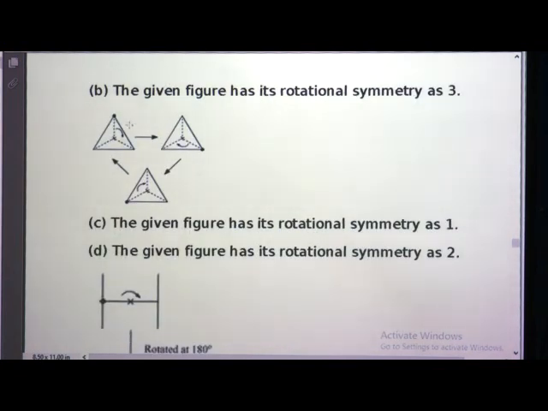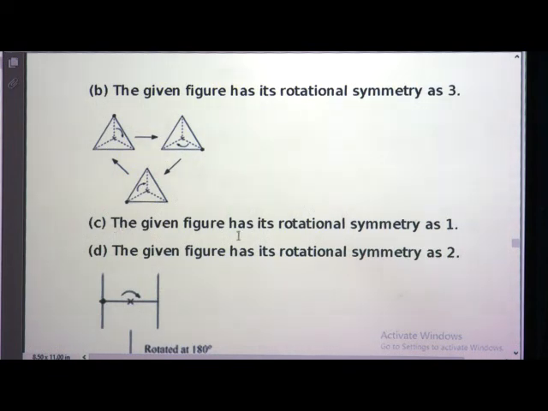Now, the given figure is a triangle. The given figure has its rotational symmetry as 3. You know the triangle; just draw an imaginary line with a dotted line and find out the number of rotations. Now, you know this triangle is divided into 3 equal parts. So, we will have one rotation here, then a second rotation, and this will be the third rotation. So, we have 3 rotational symmetries in an equilateral triangle.